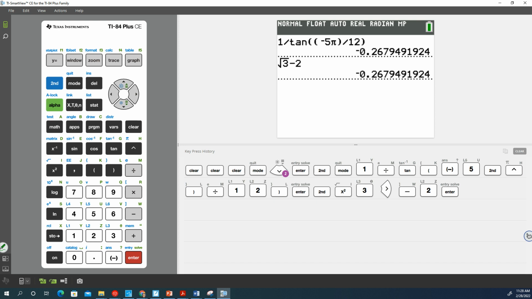That's how you check. Did you get the square root of 3 over 2 minus 2?